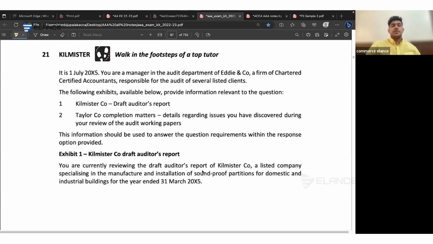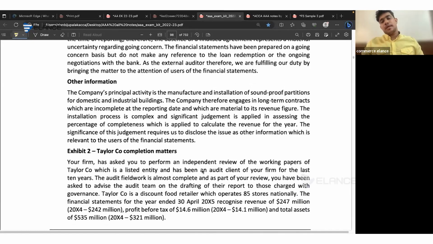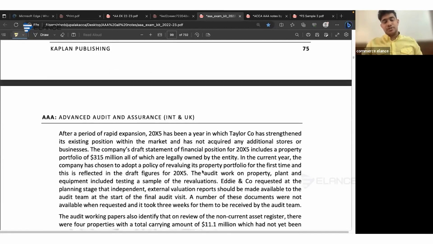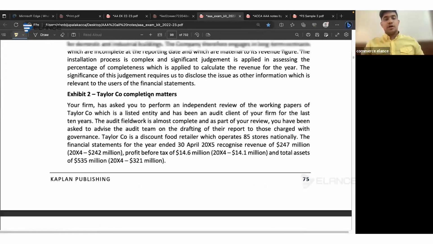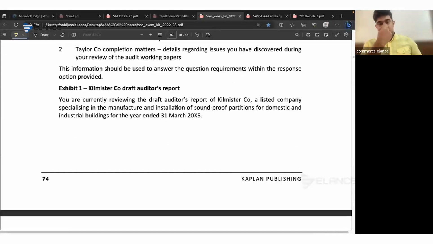So it is 1st July 2015. You are the manager in the audit department of E&Co, a firm of chartered certified accountants responsible for the audit of several listed clients. The following exhibit provides information relevant to the question: the draft auditor's report. This information should be used to answer the question's requirement. As the requirement, they have got us to critically appraise the auditor's report. You are currently reviewing the draft auditor's report of Kilmister Company, a listed company specializing in manufacture and installation of soundproof partitions for domestic and industrial buildings for the year ended 31st March 2015.